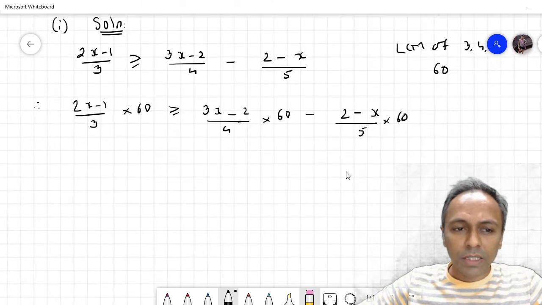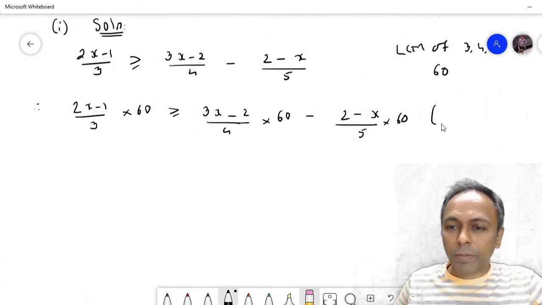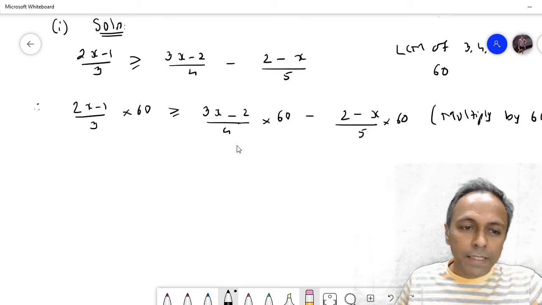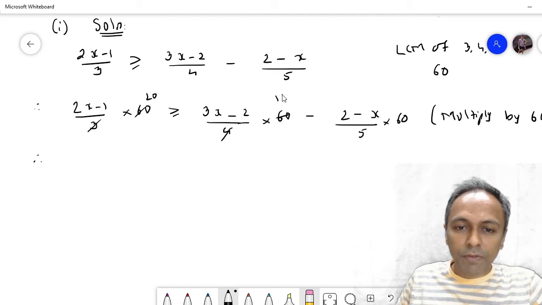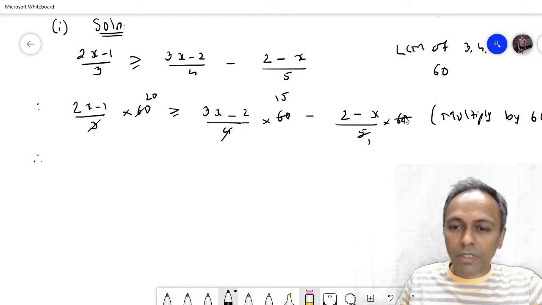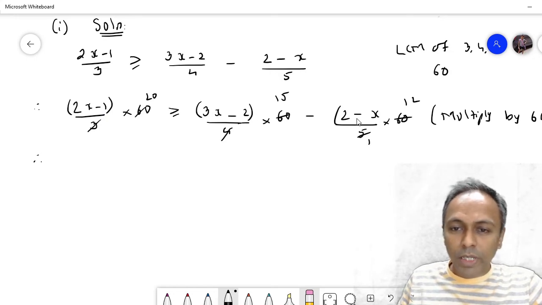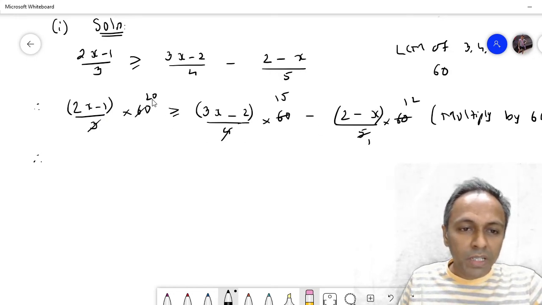We can give a reason: multiplying by 60. Therefore, after reduction, this becomes 20, this becomes 15, and this becomes 12. 20 into 2x. It's advisable that if you have two terms in numerator, you make a bracket for your convenience. Let's multiply 20 with 2x.